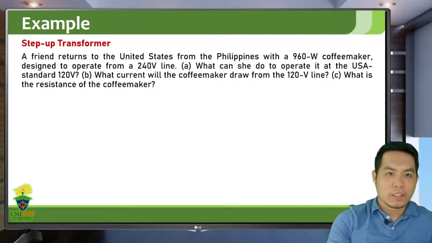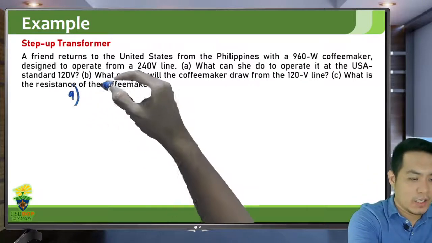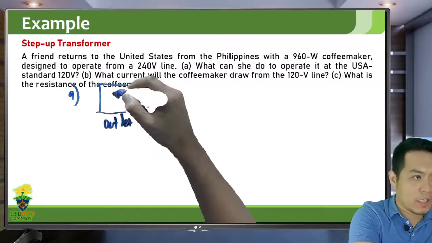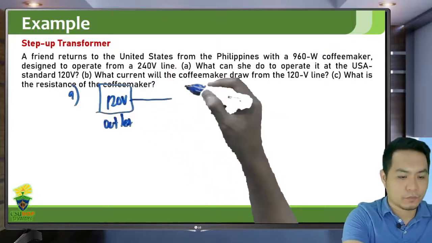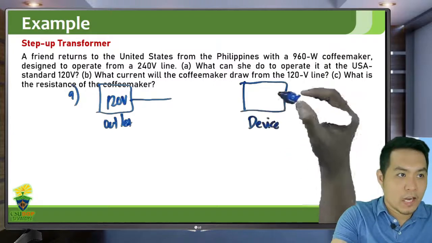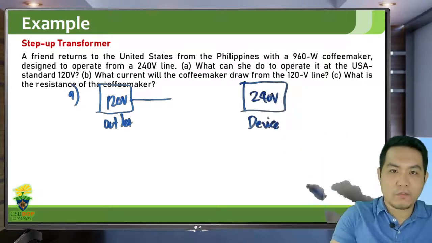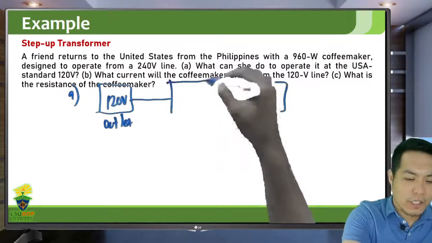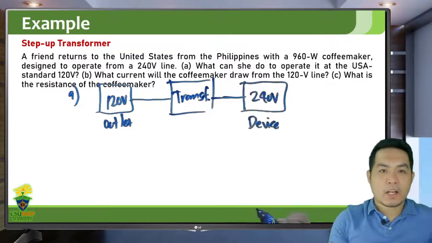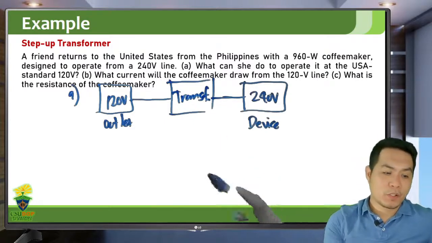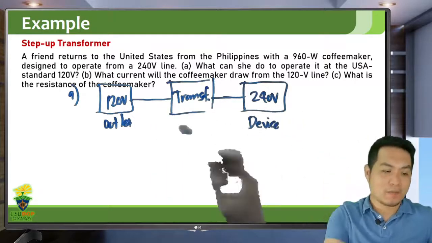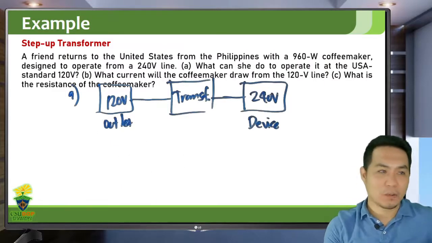So the problem is like this. In the US, the outlet is actually 120 volts. So the device actually needs 240 volts. So you need a transformer. And the transformer is a step-up transformer. So you need to step up the 120 volts to 240 volts so that you can use the device on a 120 volt outlet.